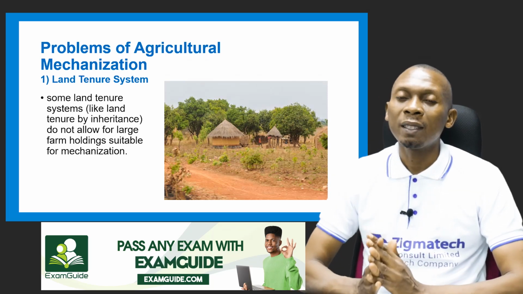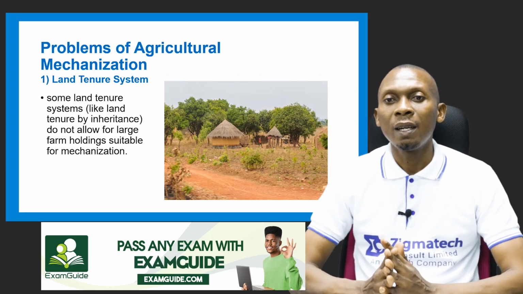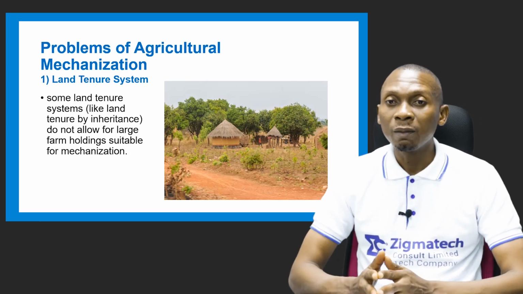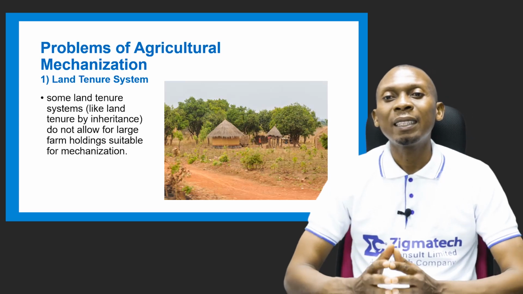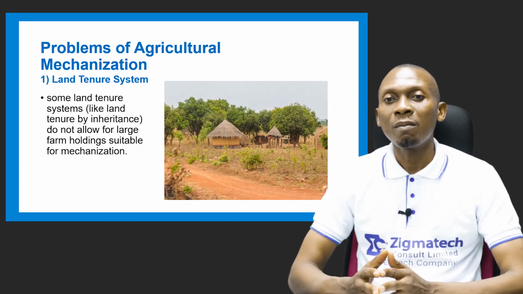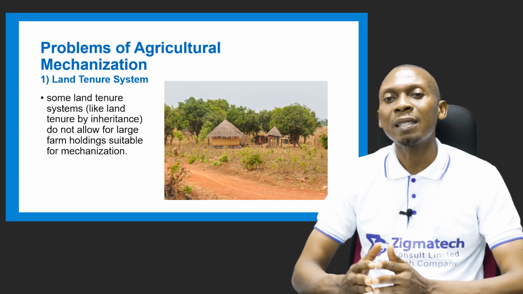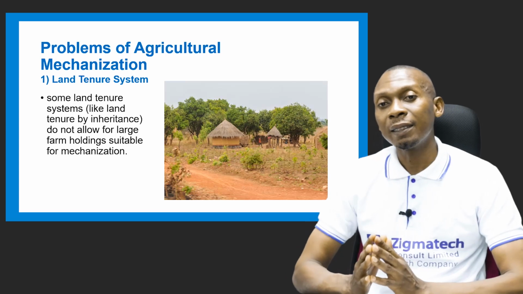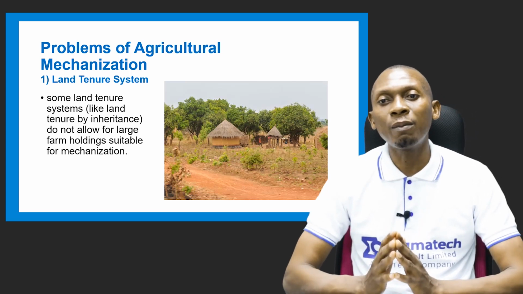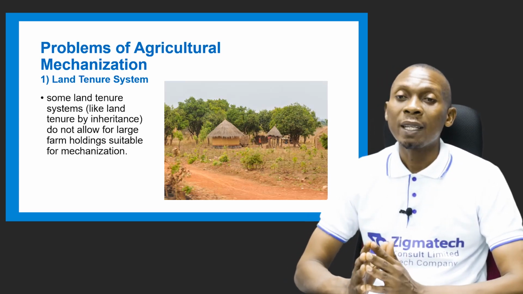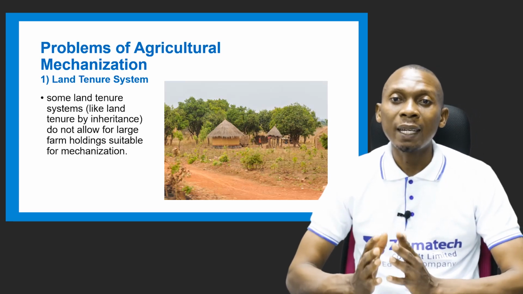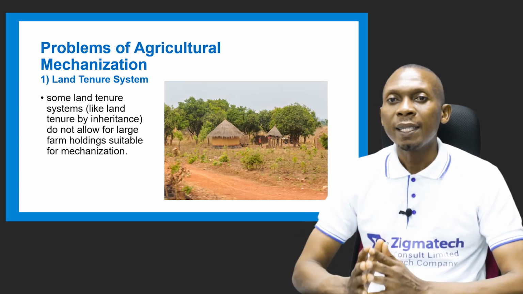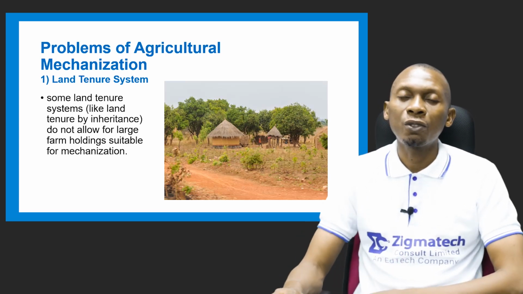especially the type of land tenure system that has to do with inheritance. Most families are usually made up of a large number of people, so when you inherit land, it has to be shared among the members of the family, and this reduces the size of land available for agriculture. The land tenure system does not allow for large farm holdings, and for mechanization to take place, you need a large size of land or large farm holdings. So the land tenure system is one of the major problems of agricultural mechanization.